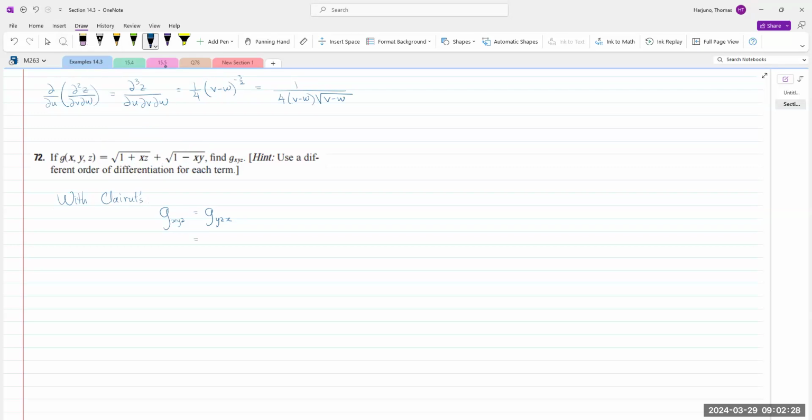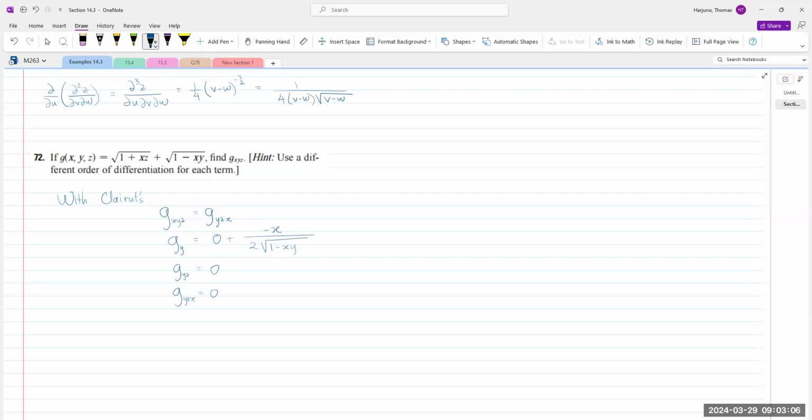So we start with the partial with respect to y. That will give us 0 plus 1 over 2 square root of 1 minus xy, times negative x. Is it right? And then when we do the partial with respect to z, that will be simply 0. So the partial with respect to y, z, x is 0. Don't you think it's nice?